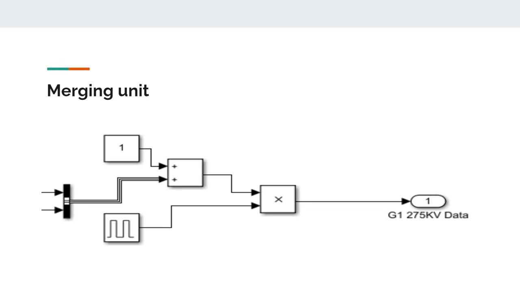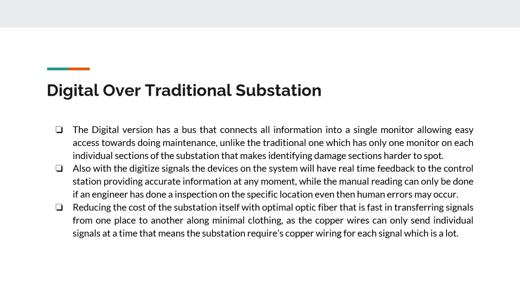The advantage of a digital over a traditional substation is that the digital version has a bus that connects all information into a single monitor, allowing easy access for doing maintenance, unlike the traditional one which has only one monitor on each individual section of the substation, making identifying damaged sections harder. Also, with the digitized signals, the devices on the system will be able to give real-time feedback to the control station, providing accurate information at any moment, while manual reading can only be done if an engineer has done an inspection at the specific location.